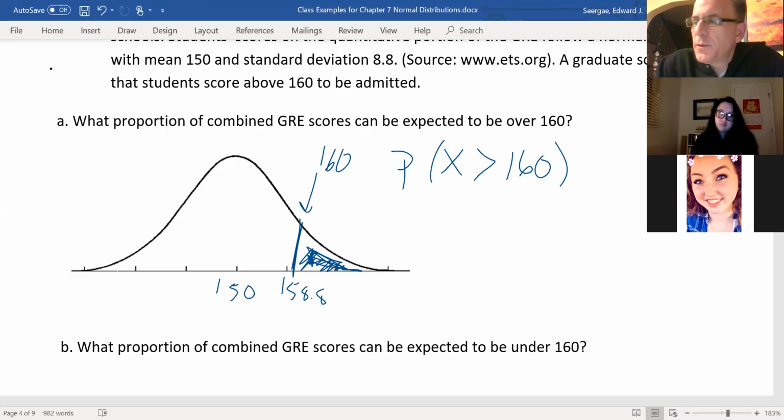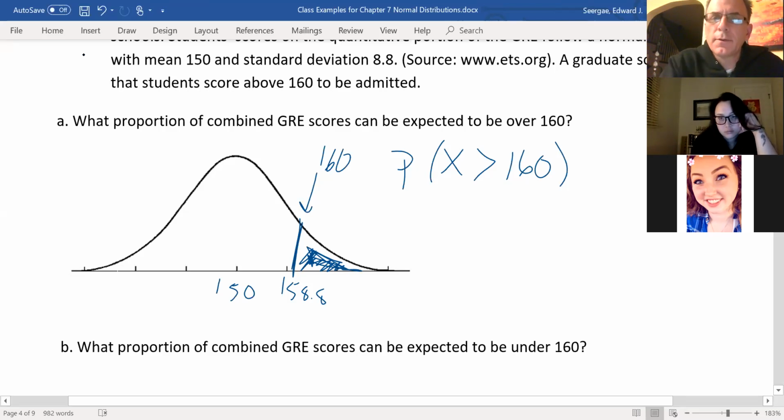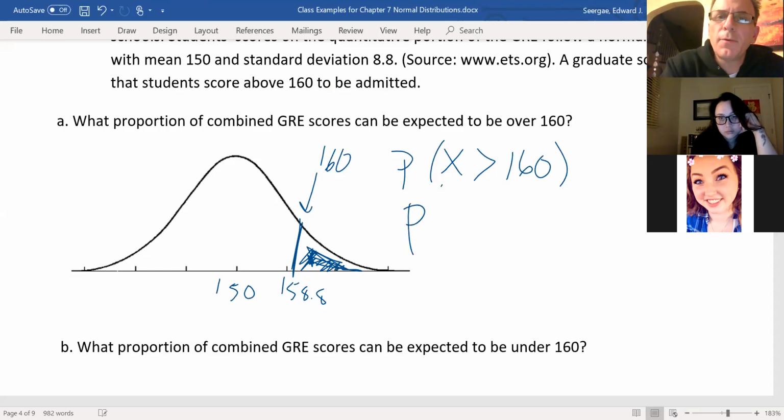Well, you've got two options. If you do not have access to StatCrunch, you're going to use your table. And you're going to convert this to a Z-score at first. So I'm going to take 160 minus 150, which is 10, and then divide it by 8.8, which gives me a Z-score of about 1.14. So if you're using your table, you want to find the probability that Z is greater than 1.14.